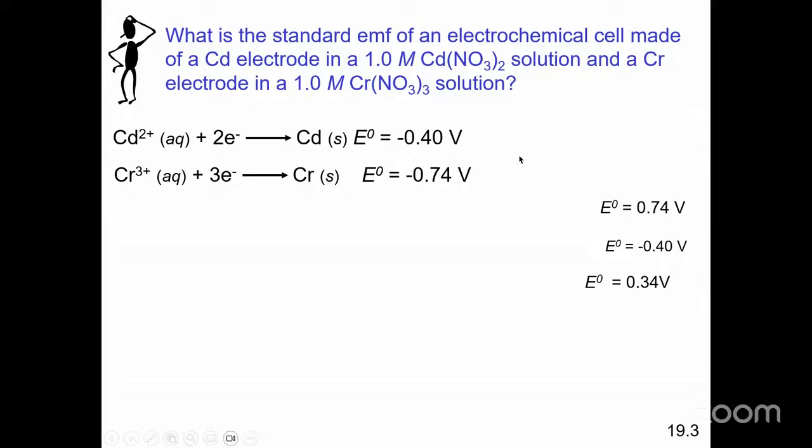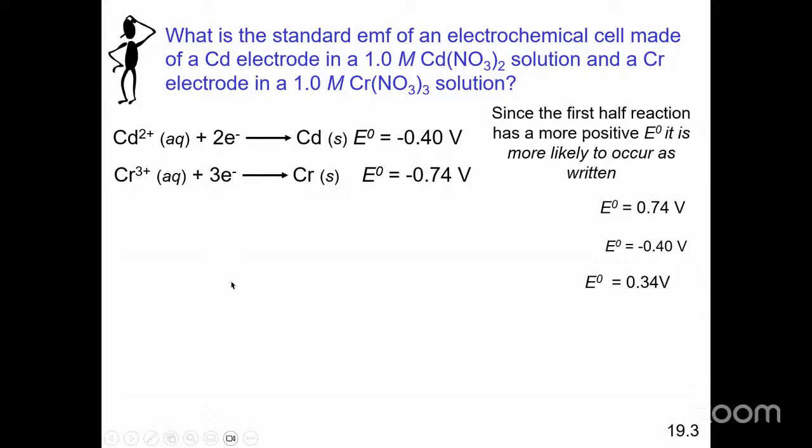So the higher value one would be the minus 0.4 volts, right? So I would leave that alone. And what I would do is flip this one, right? So when I flip it, you're going to get this right here, chromium forming chromium 3 plus and 3 electrons. And notice what happens to the sign. The sign changes from negative to positive because you flipped the equation, right?